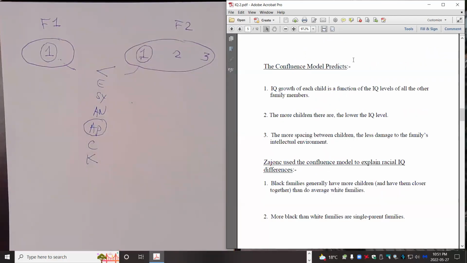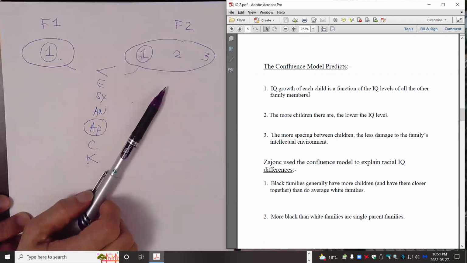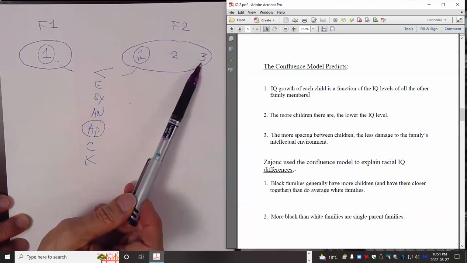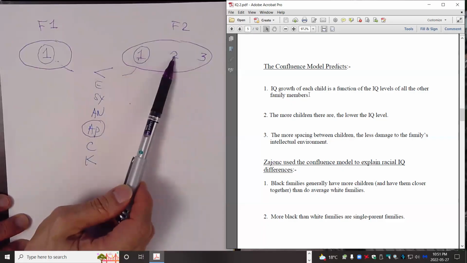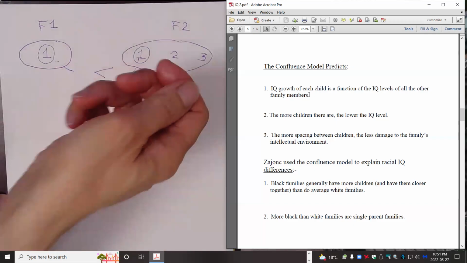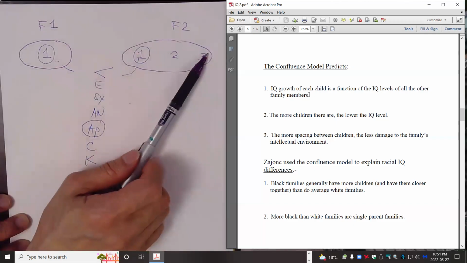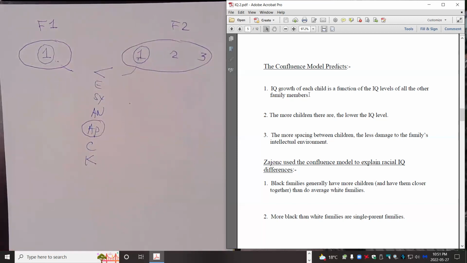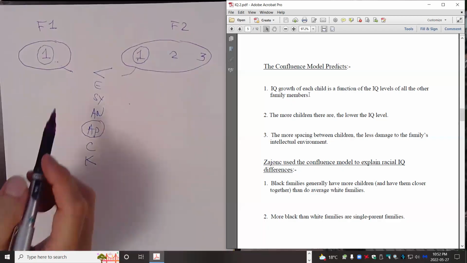Now, the confluence model predicts the following. IQ growth of each child is a function of the IQ levels of all the other family members. Is that right? Well, that is true. If, let's say here, these two have high IQ, this one is growing. All it takes is for these two to lend a hand to raise one, just to do this. Then number three will have the same IQ level as these two, right? That type of thing. Okay. So it's a function of the IQ levels of all the other family members, right? So it is very important, of course, here in what?